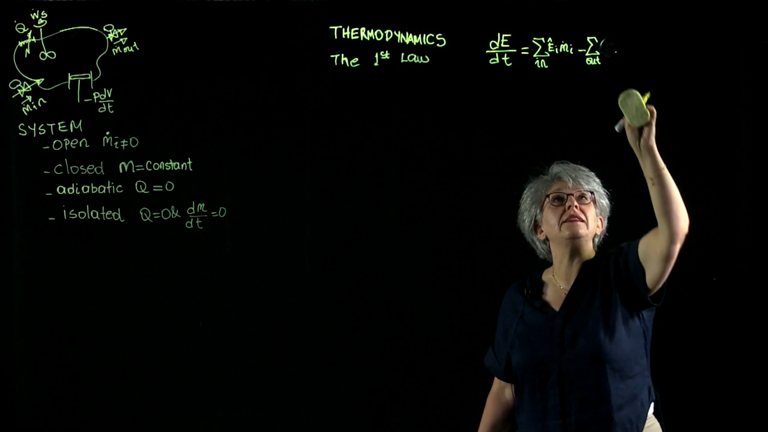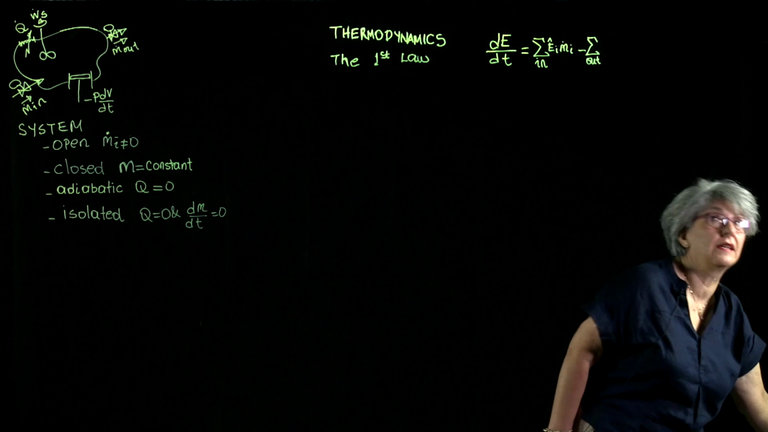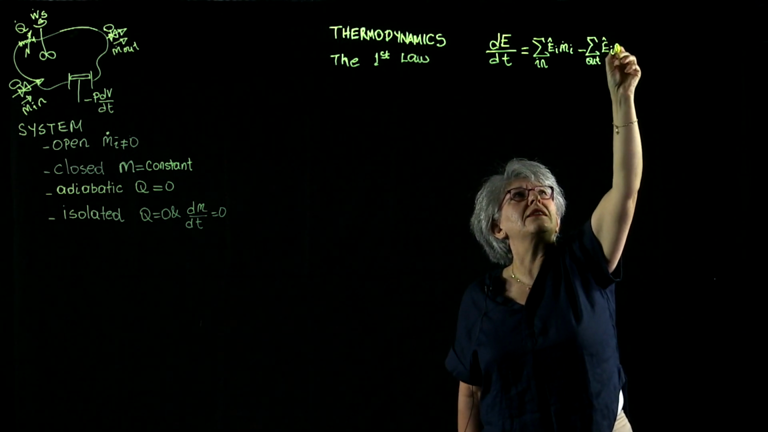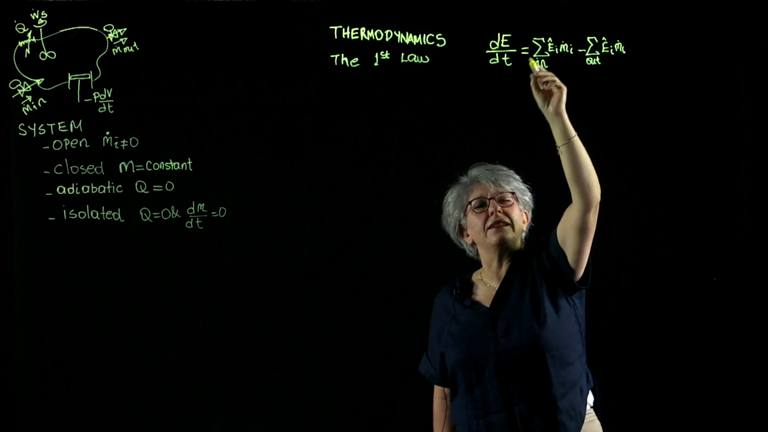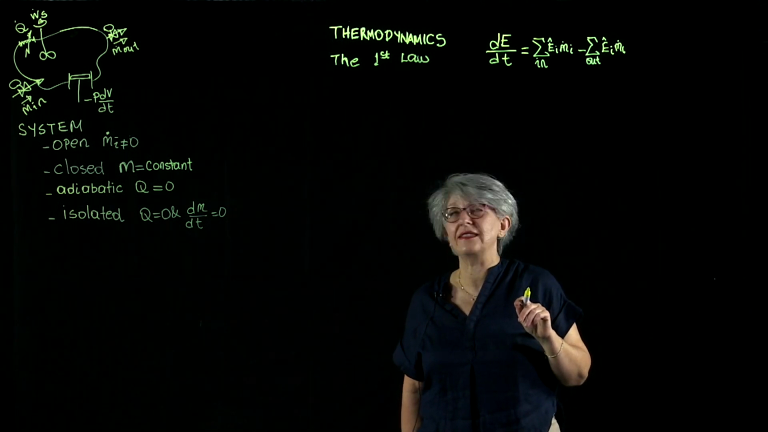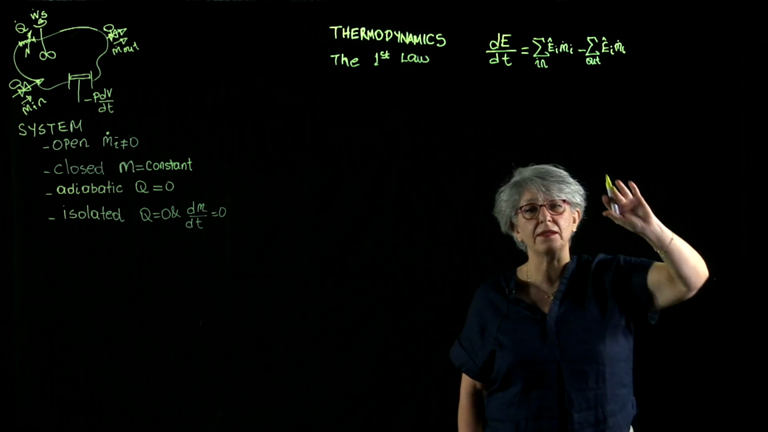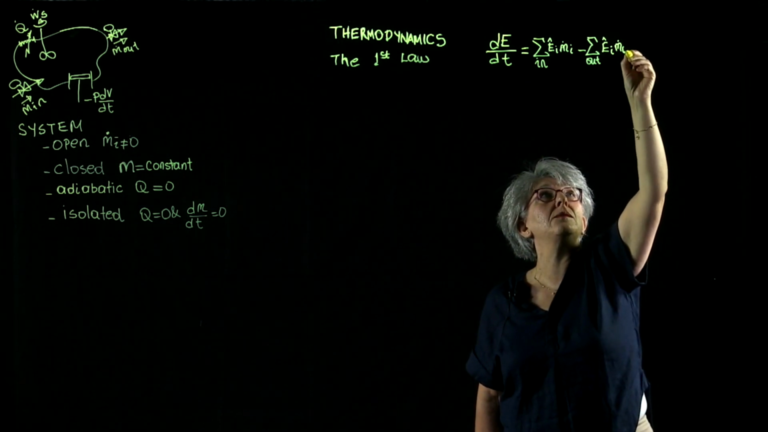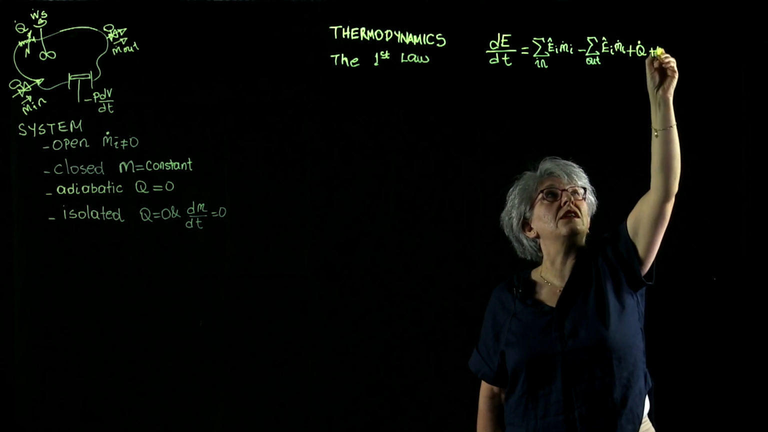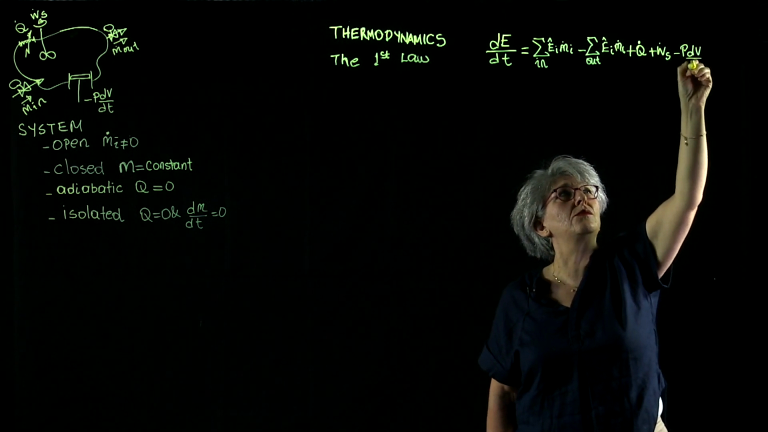Let's get a clean erase. Yes. Summation of E_i m dot_i. And the reason that we are writing a summation term is to indicate that this energy exchange is due to multiple streams that are coming in and multiple streams that are going out of the system, plus the heat term, plus the shaft work term, minus P dV over dt term.